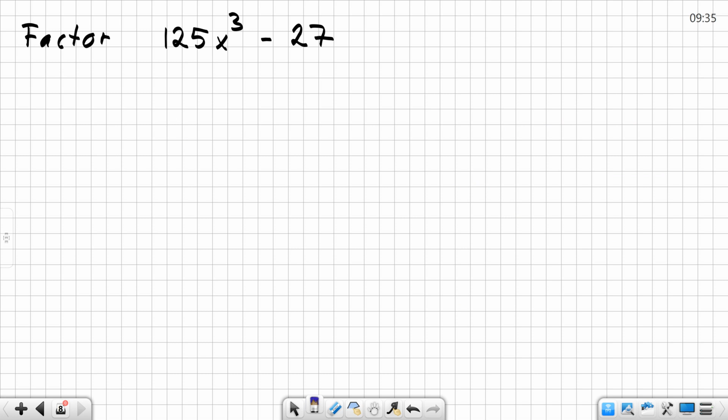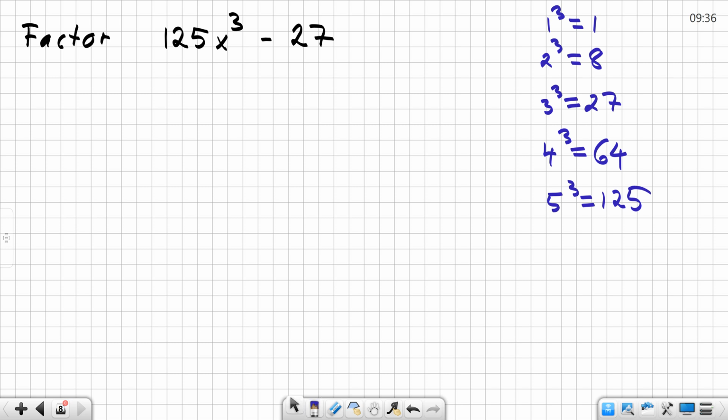125x cubed minus 27. Look, it is very good to know the list of cubes. 1 cubed, that is 1. 2 cubed, that is 8. 3 cubed, that is 27. 4 cubed, that's 64. 5 cubed, that is 125. These numbers right here are the numbers that will show up in these kind of problems. I see the number 125 and 27, both of which are coming out of this list. These are both perfect cubes.